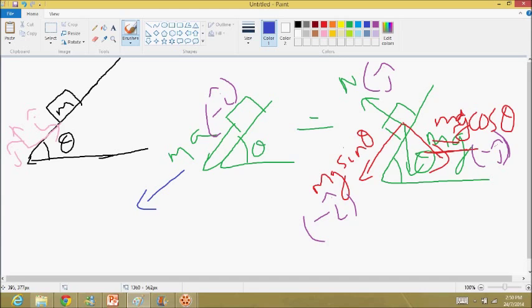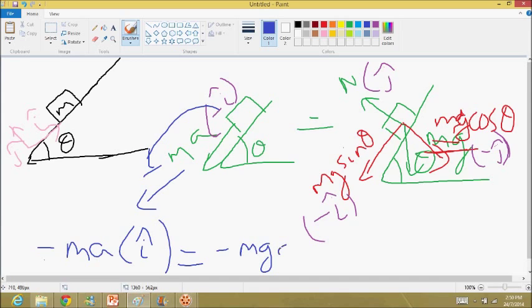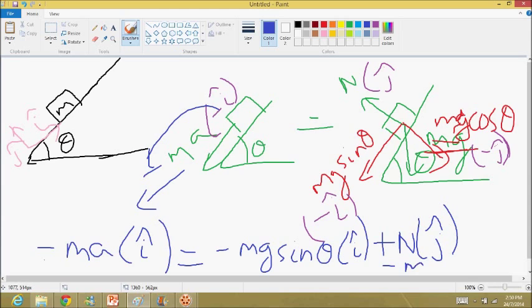So from the kinetic side, we get minus ma in the i direction. Note, I've just taken the negative sign from the minus i in front of the entire term. So we get minus ma in the i direction is equal to, and now we come to the kinematic side, minus mg sine theta in the i direction. Again, I've done the same thing, taken the negative sign outside, plus N in the j direction, minus mg cos theta in the j direction.